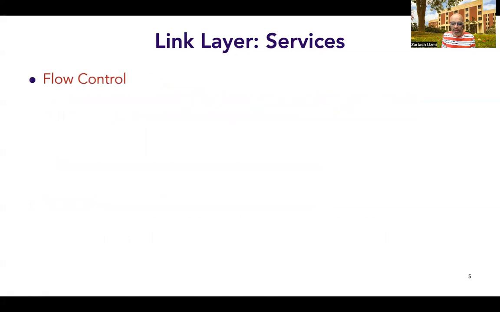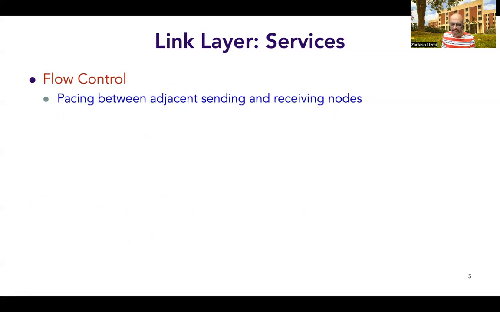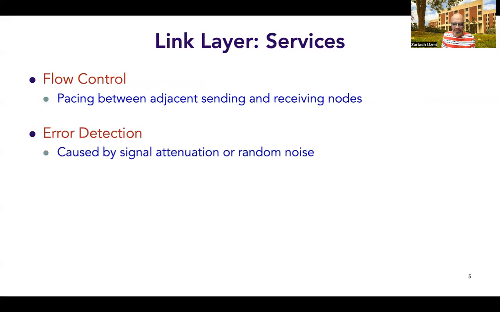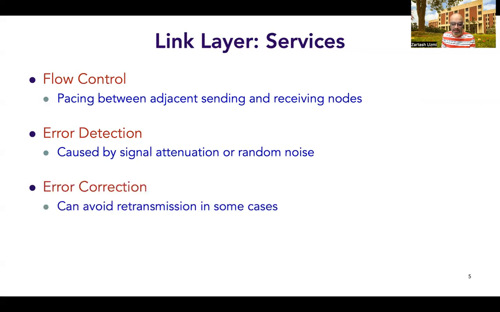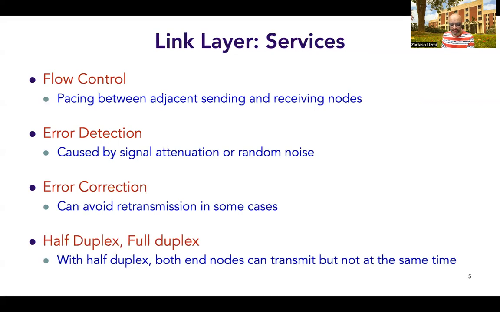Additional services of the link layer is to provide flow control. This is exactly the same flow control without overwhelming the receiver. You need to pace the sending rate between the adjacent sending and receiving nodes. It also provides error detection. Errors could be caused by signal attenuation, random noise, etc., and in some cases error correction as well. And finally, it can also provide half duplex or full duplex kind of service.